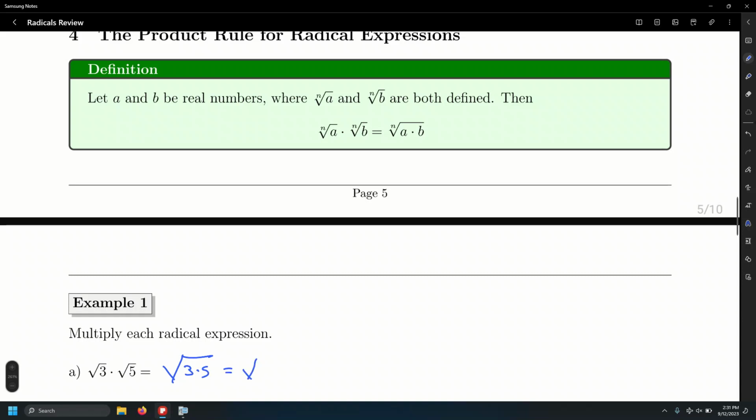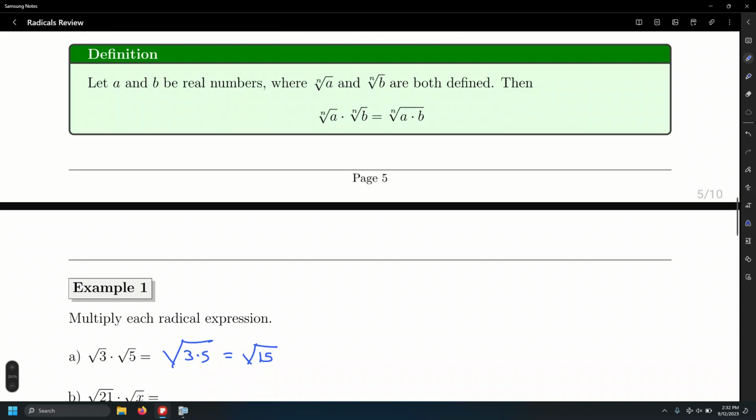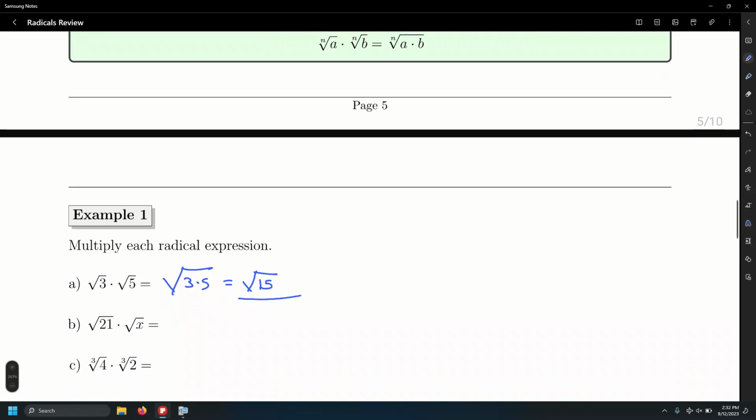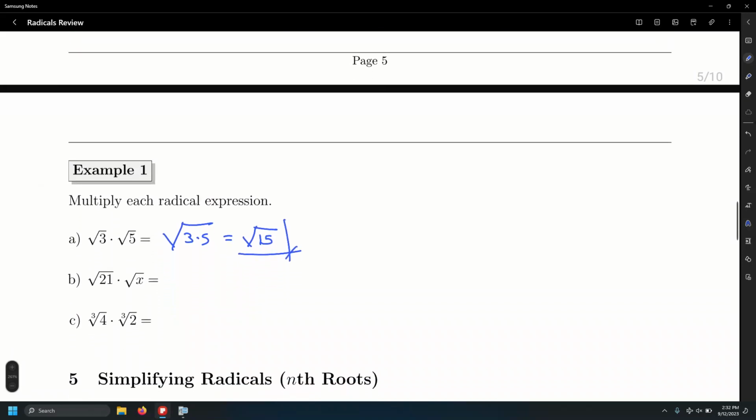Simplify the number. 3 times 5 equals 15. And if the number were a perfect square, we'd simplify it. But in this case, since the number 15 is not a perfect square, we don't simplify it any further. All right? And what about the square root of 21 times the square root of x? That's just the square root of 21 times x, which is 21x. The number 21 is not a perfect square, and x is itself not a perfect square. So we just leave it like this.